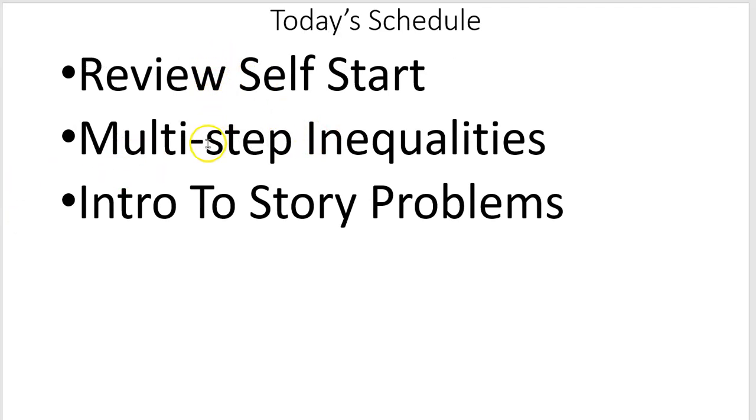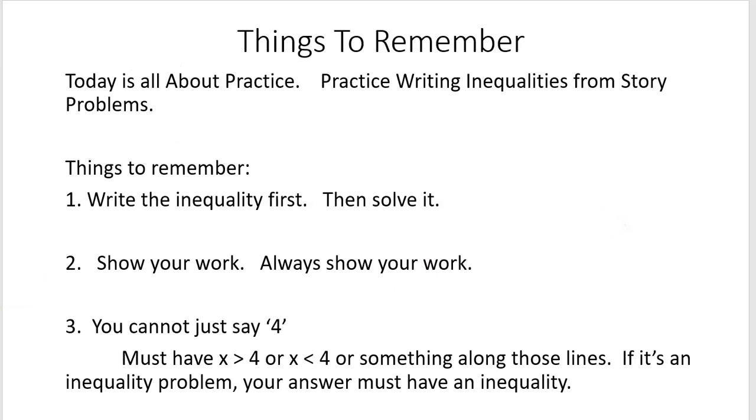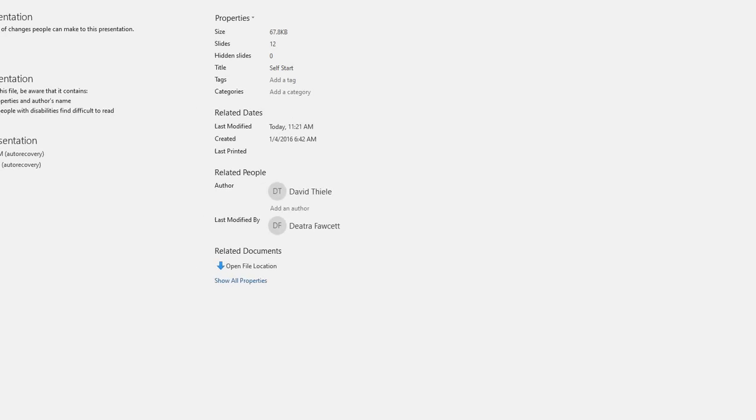Today we've reviewed the self-start. We're going to do multi-step inequalities and just the introduction to story problems with the bell work. Things to remember about inequalities. Today is practice. Write the inequality first, then solve it. Show your work, and your answer cannot just say 4. You must have x is greater than 4, x is less than 4, or something along those lines. If it's an inequality problem, your answer must have an inequality.